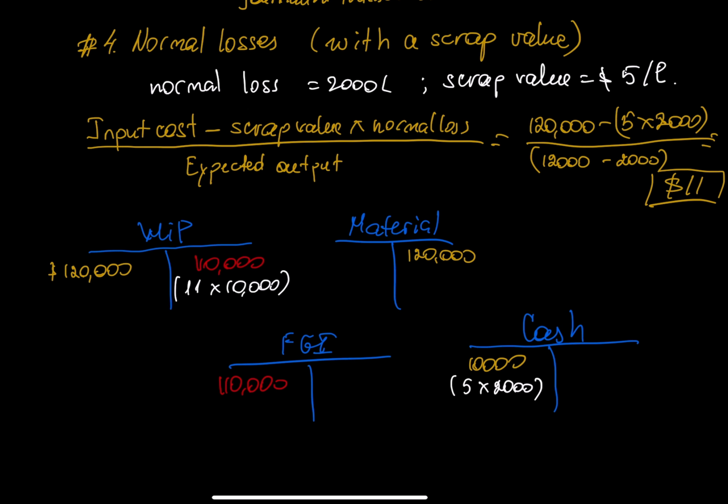And so the same amount will be written over here. So it's going to be debit cash and credit $10,000 in the work in process for the scrap value of the normal loss.